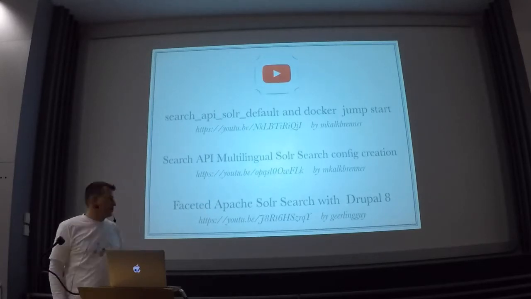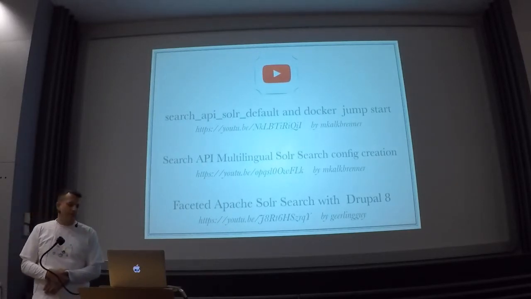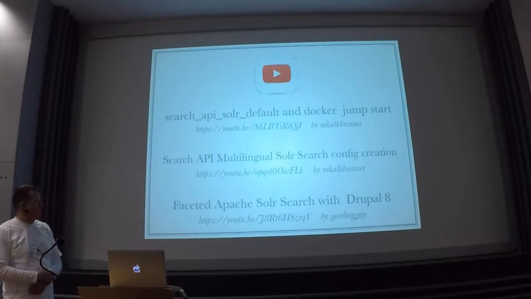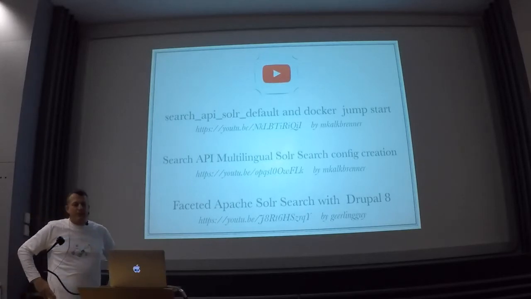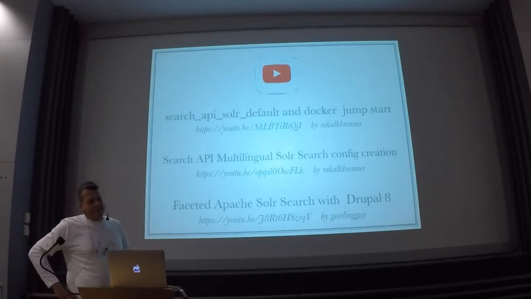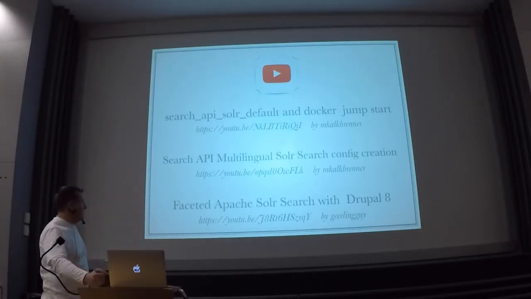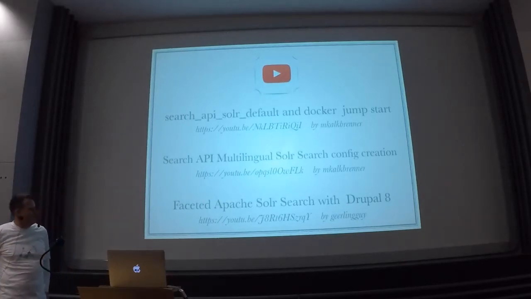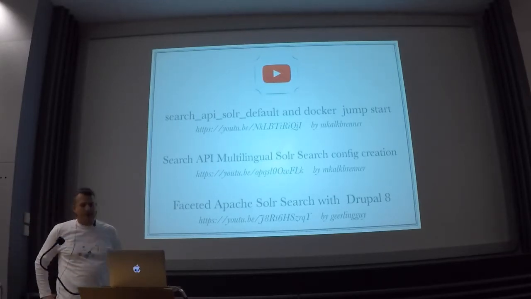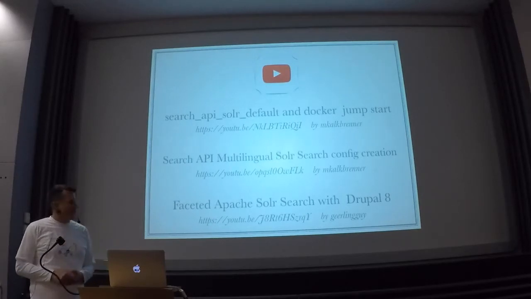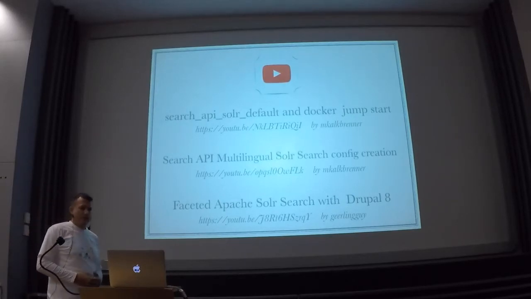To have some instructions, I have some links for you. There are some videos on YouTube. The first two were created by myself, mostly about getting Solr working with Docker and how to generate the multilingual config files. I recently stumbled upon this nice video from Jeff Gurley, who just took all the things and explained how to set up Apache Solr with Search API and with facets and what you can do. Really recommend watching this.